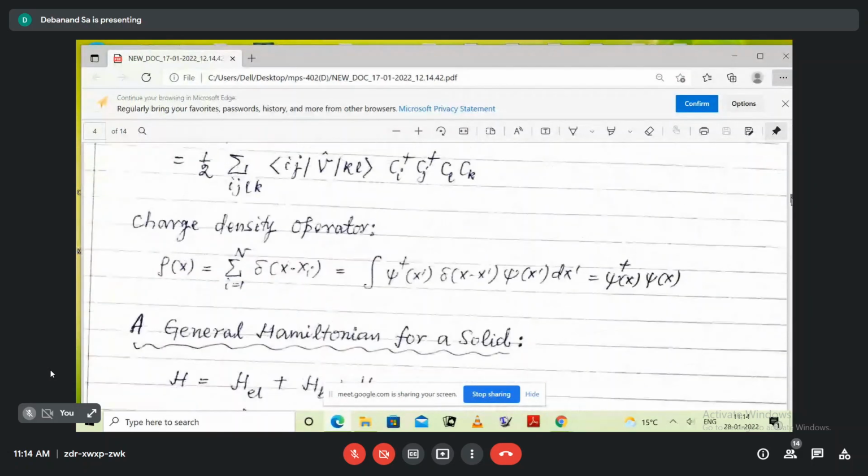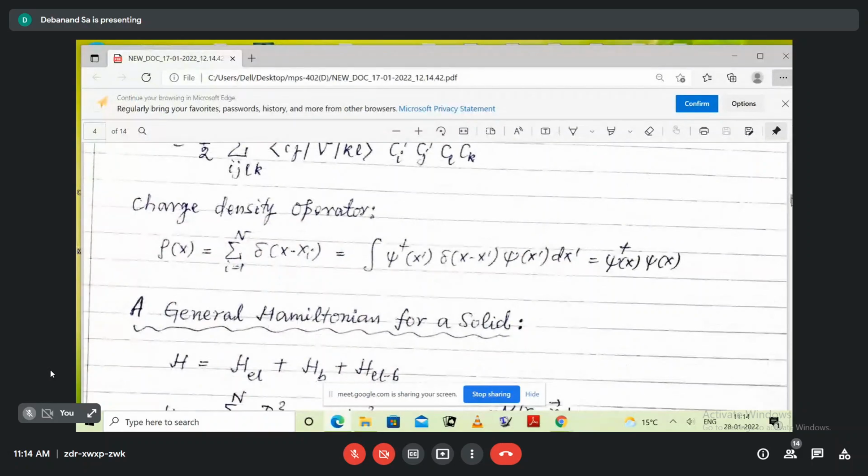Okay. There are many operators. I can think of charge density operator. I can think of current operator. There's so many. So now let me try looking at a piece of solid.